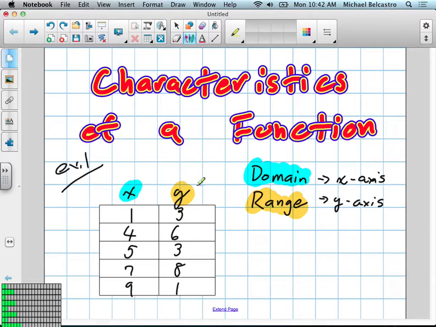Now, when we write domain and range, we usually write it in a style called set notation.